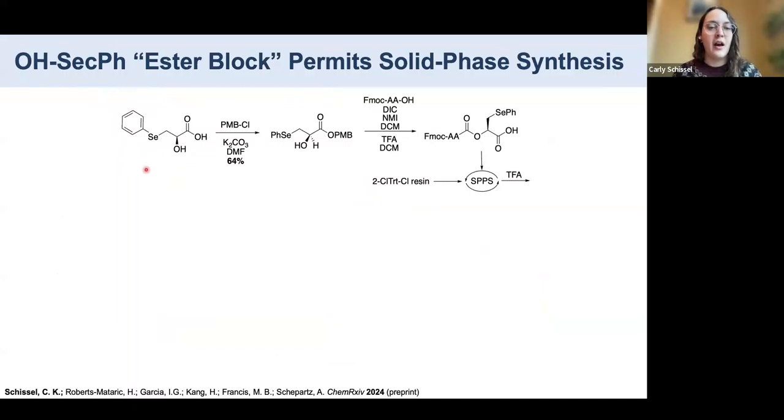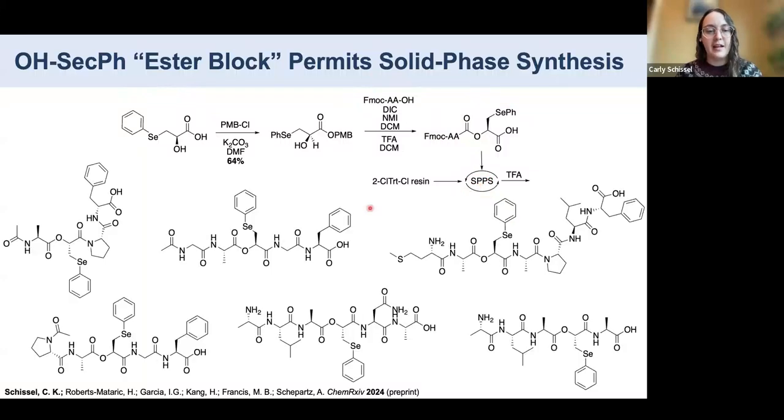And so I start with the hydroxy acid here. I protect the C-terminus, and then I can couple on a variety of FMOC-protected amino acids and remove that acid protecting group. And it gives us something that looks just like an FMOC-protected amino acid, but it's actually a di-depsipeptide because it has this ester linkage here. And so this block can be incorporated with solid phase peptide chemistry. And I generated these numbers of selenopeptides.